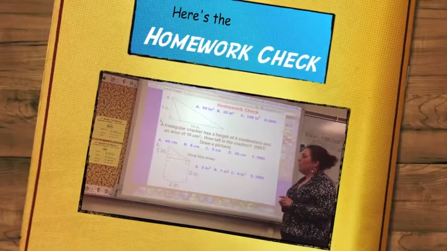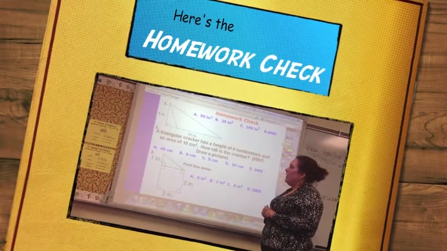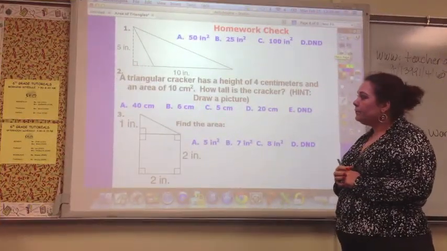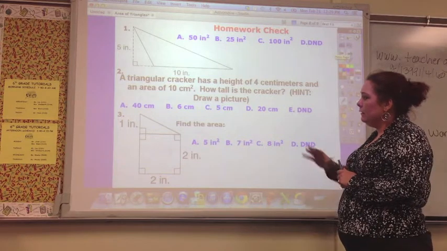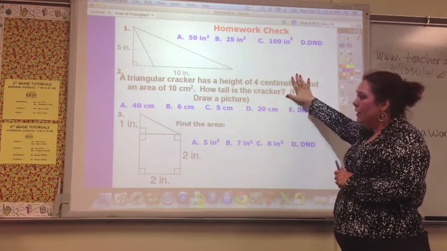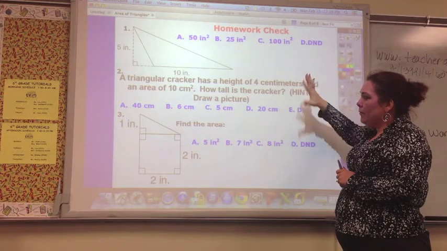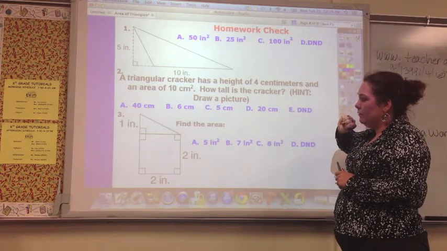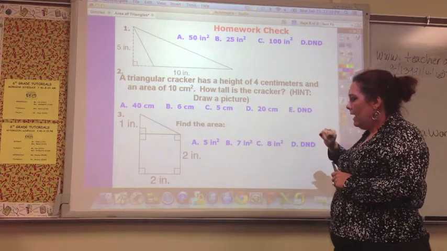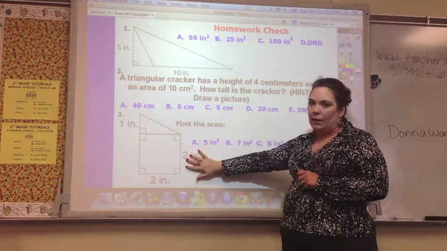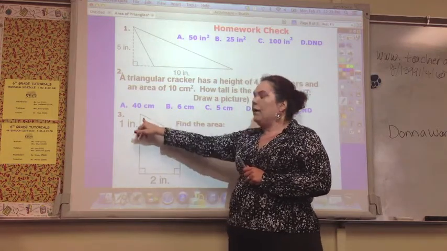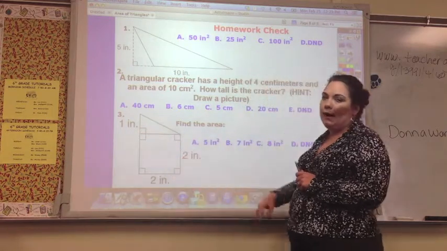So here's your homework check. The first question is simply find the area. The second is like the tent example, and you'll need to double the area and then divide by 4, and that'll tell you how tall the cracker is. And then find the area of this complex shape. You'll want to find the area of the square and find the area of the triangle and add them together.